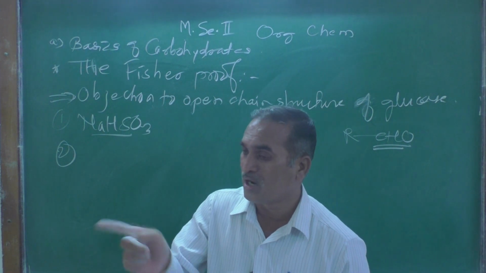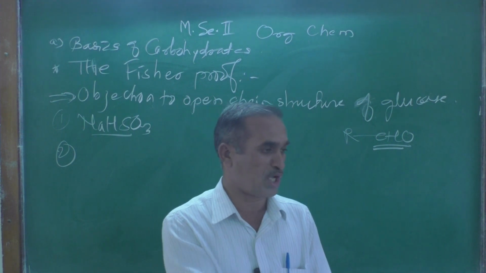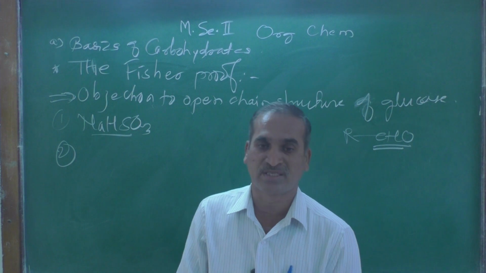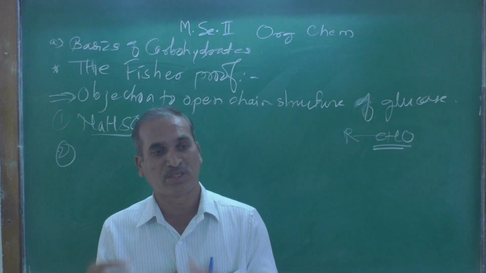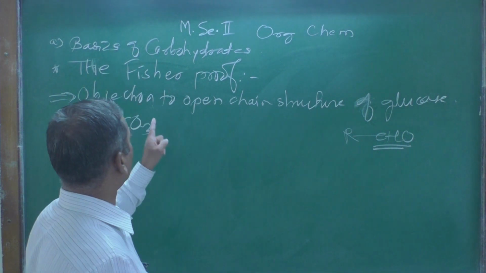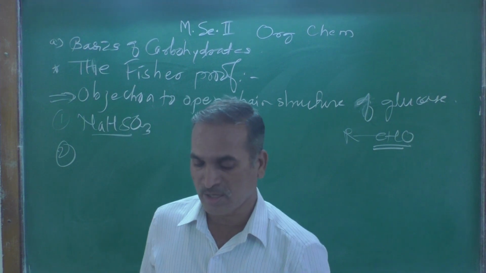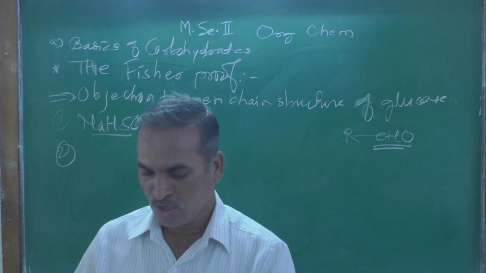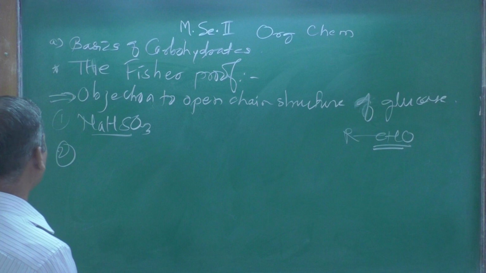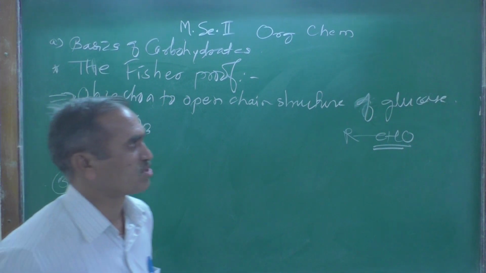This is another observation recorded. It means that the CHO group is not free in glucose. So this is another objection made to the open chain structure of glucose. Now the third objection to the open chain structure of glucose.